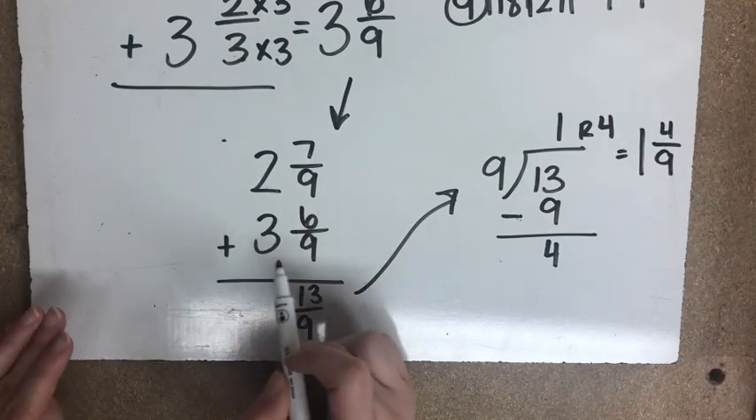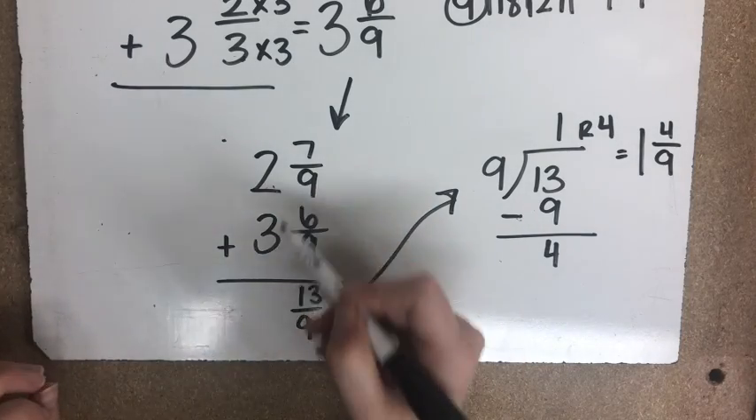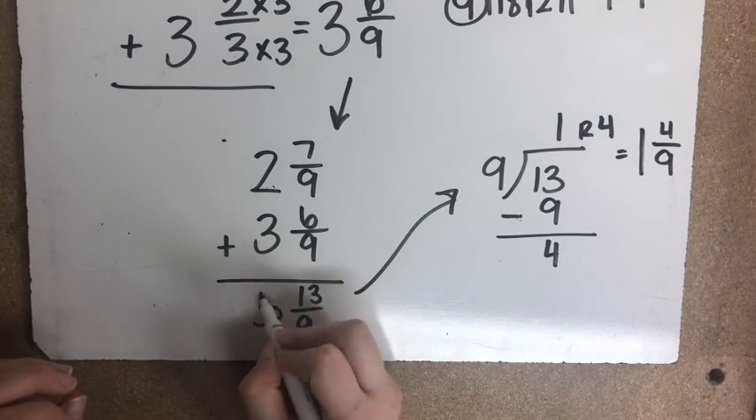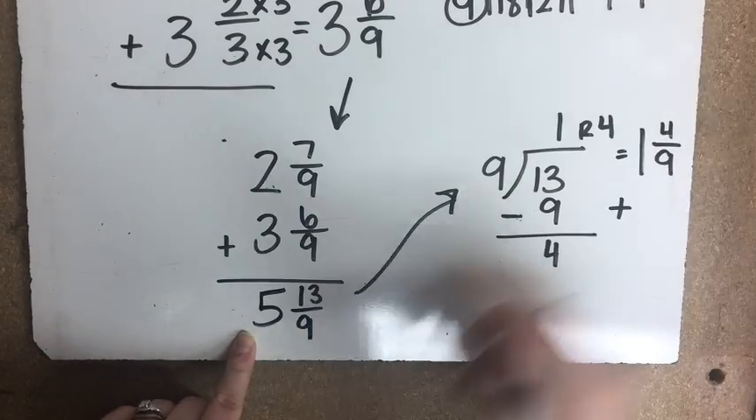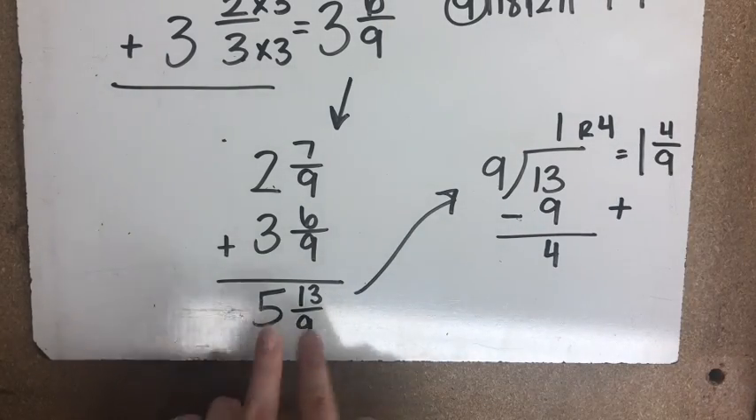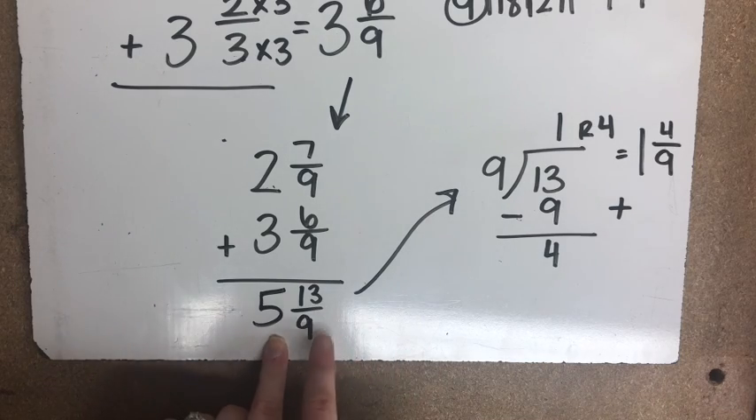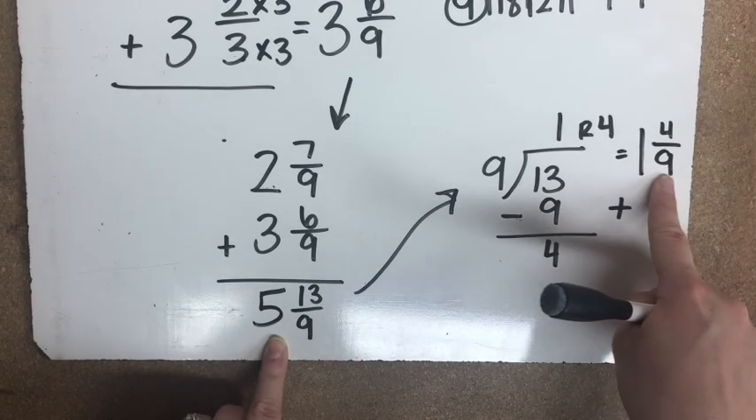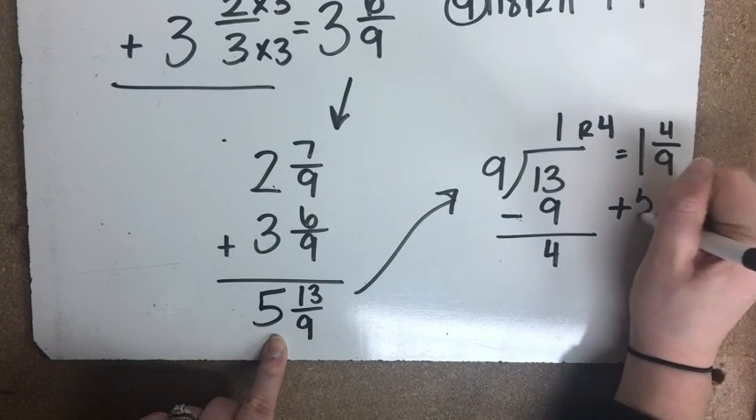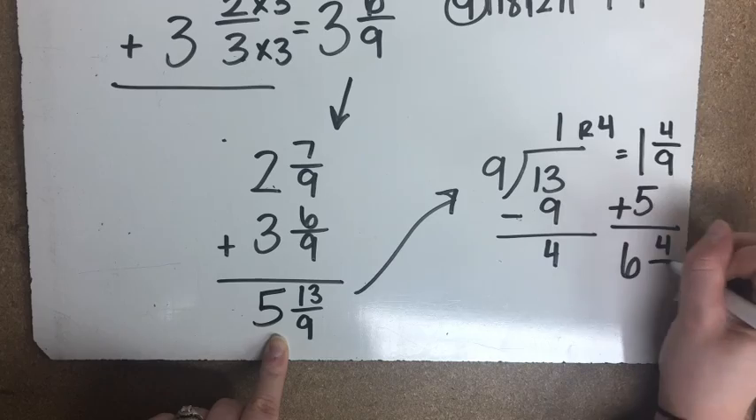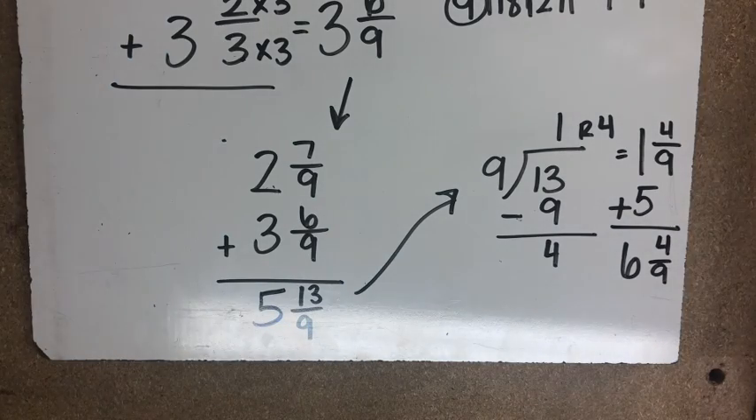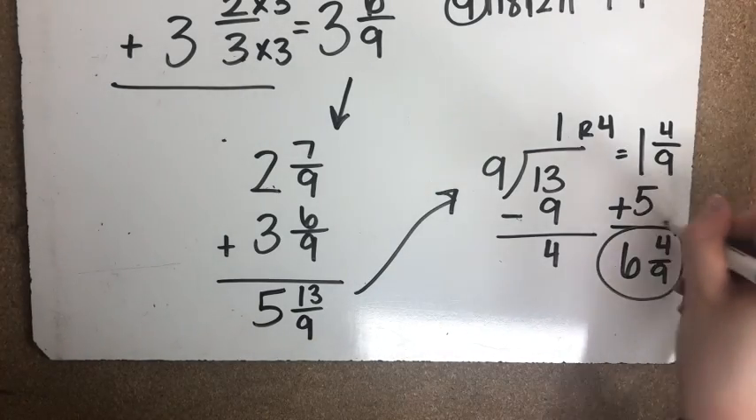Let's look back at our problem and let's add our mixed numbers together. 2 plus 3 is 5. So I need to take that 5 because I have 5 and 13/9, and I know I can't leave it that way. So I already converted 13/9 to 1 4/9. And now I need to add 5 to that. So it becomes 6 4/9. Okay, and then that is your final answer.